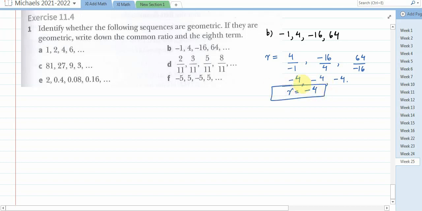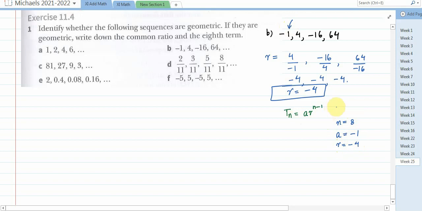Alright, once we have the value of r, the question says to find the 8th term. Firstly, I am going to write down the working formula. So Tn is equal to a r^(n-1). You need to write down the working formula every time you attempt a question, right? Write down the formula in every question you attempt. With this technique, you can learn the working formula very easily. Now we are looking for the 8th term, which means the value of n is 8. The value of a is given in the question, it's -1, and the value of r we have is -4.